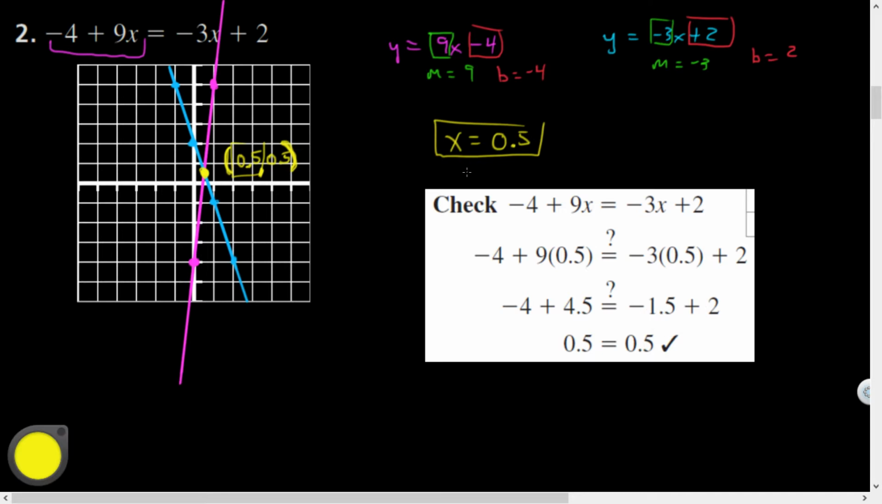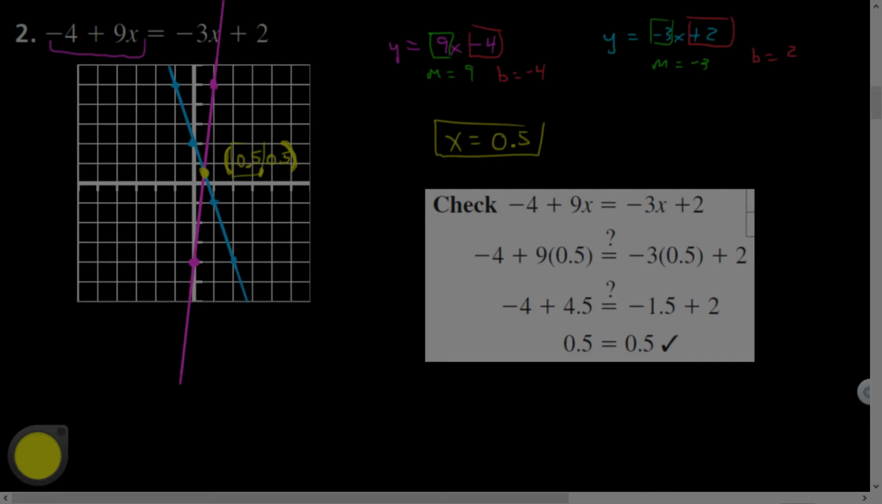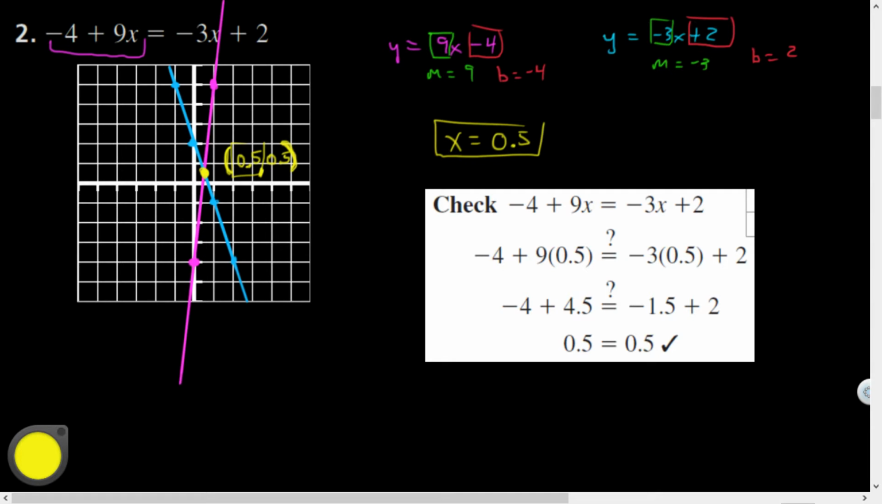Bam, right there. Look at that check. If they plug in 0.5 for both of those x's, 9 times 0.5 is 4.5, negative 3 times 0.5 is negative 1.5, and everything cancels out. You get 0.5 equals 0.5. So it does work out in this case, and not too shabby. All right. Yep, I'm a fan of just the old solving with algebra, but graphing does work.